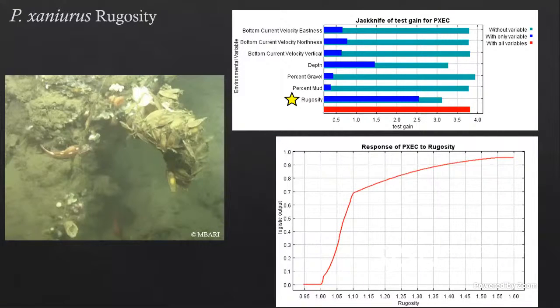This jackknife plot output in the top right here indicated rugosity as the most effective variable when used in isolation in species distribution predictions. And below here is the response curve in the bottom right. And this indicates that there's a higher likelihood of finding egg cases with an increased rugosity.